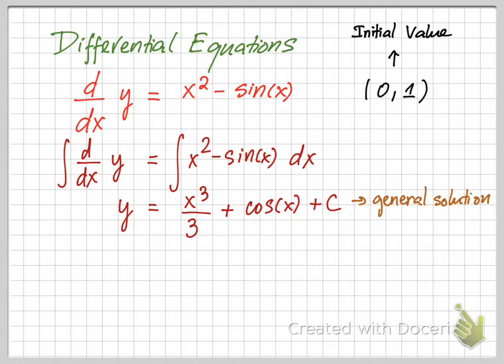And then y equals x cubed divided by 3 plus cosine x plus c is the general solution for this differential equation. If you want to check whether this is correct, you can take the derivative of x cubed over 3 plus cosine of x plus c to see if you get back to the original function, x squared minus sine x. The derivative of x cubed over 3 is 3x squared over 3. Cancel the 3, you get x squared.